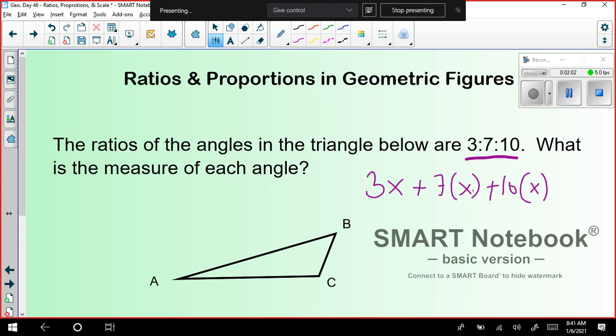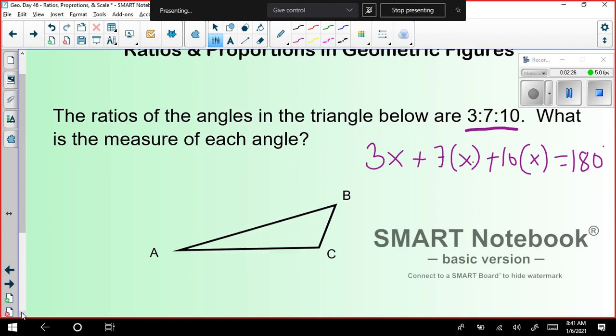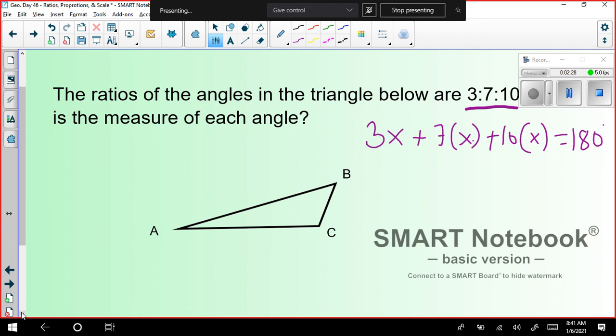Adding all the angles, we get the sum is 180. We know that the sum of angles in a triangle is 180. We know that they're in the ratio of 3 is to 7 is to 10, and we will assume the scale to be x. Then we will have 3x plus 7x plus 10x equals 180. Further, we can simplify and solve for the value of x. Everything is in terms of x.